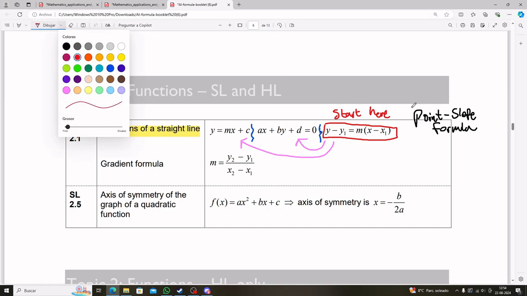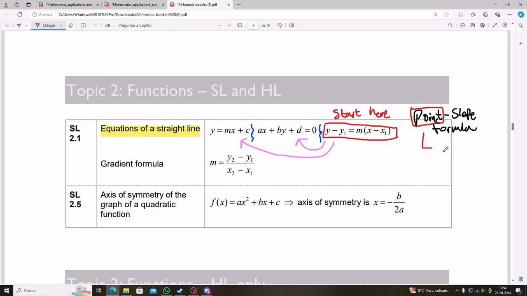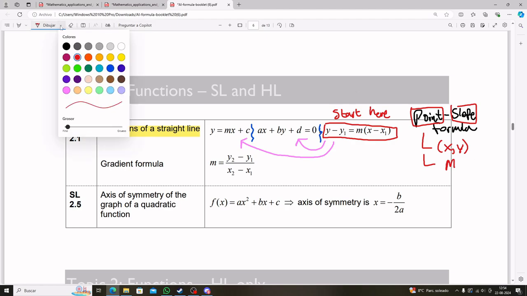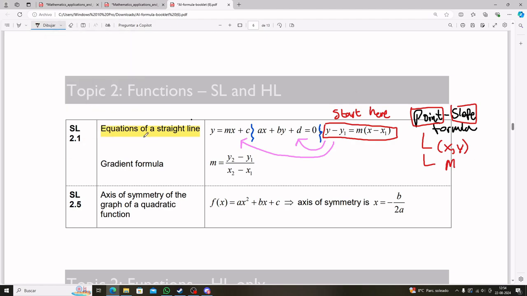Because following its name, you need a point and you need the slope. And that's all you need. For creating the equation of a straight line, once you have a point and once you have a slope, you can go ahead and plug it in.